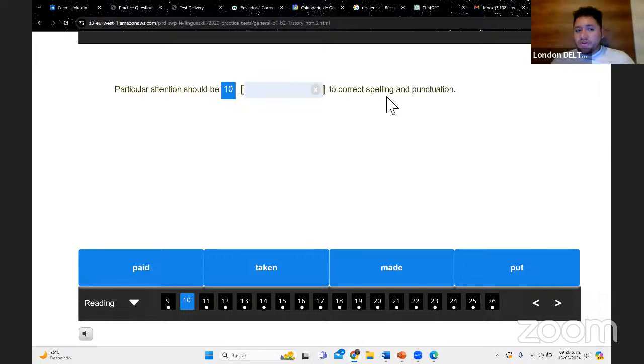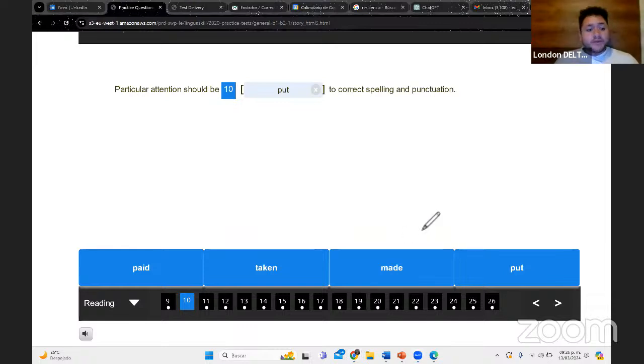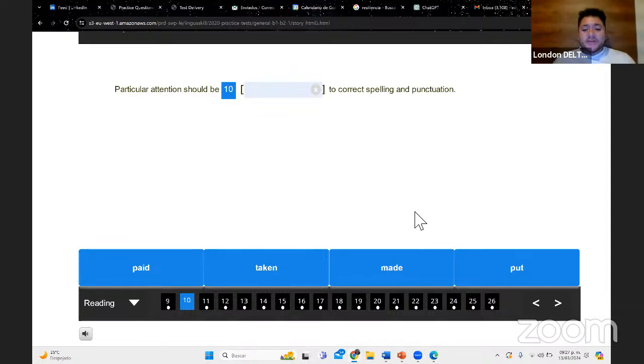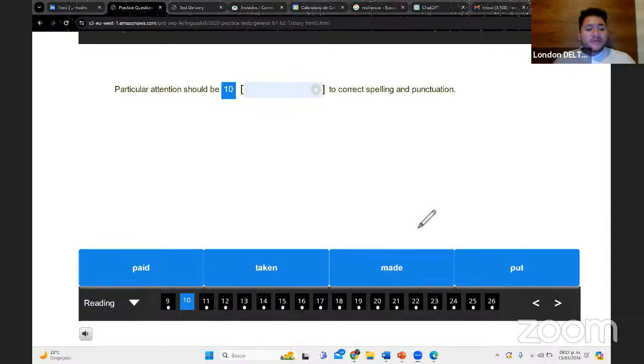Okay. So the question is, do we say paid, taken, made, or put? And we need to know what this verb refers to, right? Particular attention, this sentence is in passive voice. Yeah, that's why we were checking this in previous classes. And we need to know what the verb is talking about. Todavía no sabemos qué verbo, ¿no? But what is the verb referring to? ¿A qué se refiere el verbo?